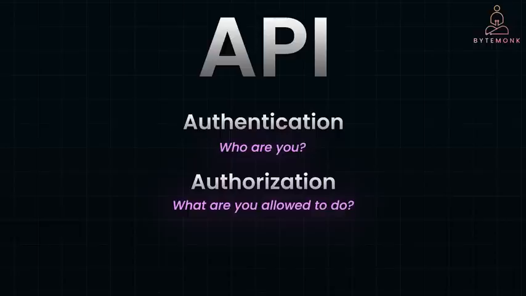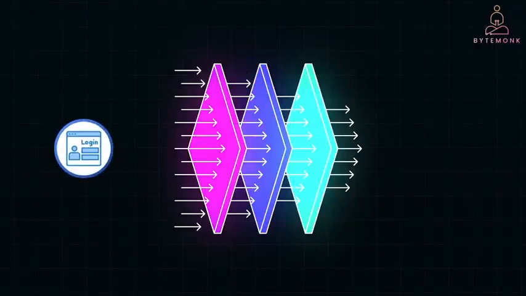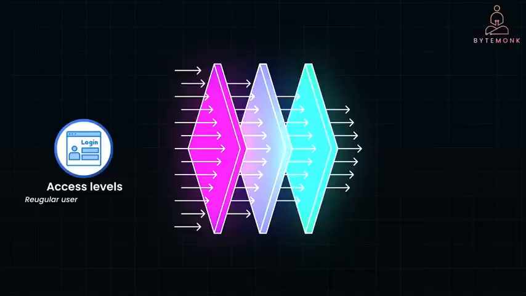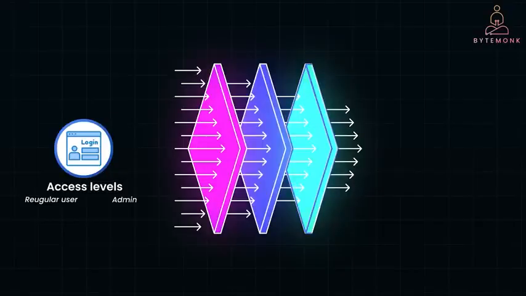To put it simply, authentication verifies your identity and authorization verifies what you are allowed to do once you are authenticated. For example, when you log into a website, it's authentication. You may have different access levels based on your role. As a regular user, you might only be able to view your profile, but as an admin, you might be allowed to edit users or modify data.